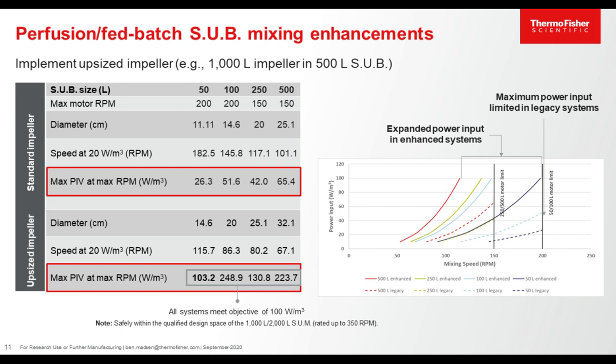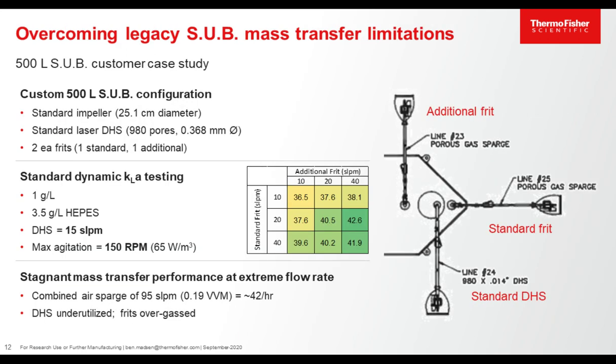One place that we saw immediate improvement in our SUB design was by using our upsized impeller method. By increasing our impeller size, we can improve total mixing power up to about and beyond 100 watts per cubic meter in all of our SUB sizes. Despite these higher mixing powers, we can still easily stay within the design space of our worst case 1,000 and 2,000 liter SUBs, which utilize similar motors and drive shaft dimensions, which ensures success and safety.